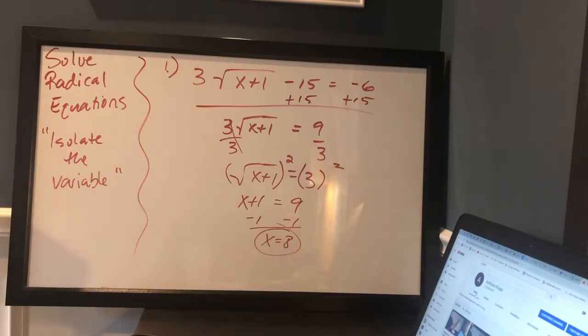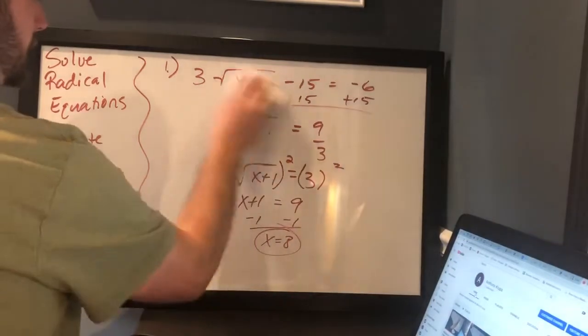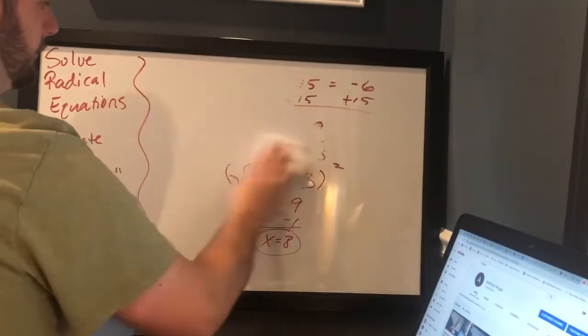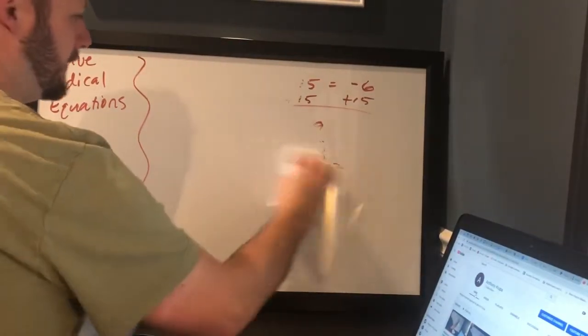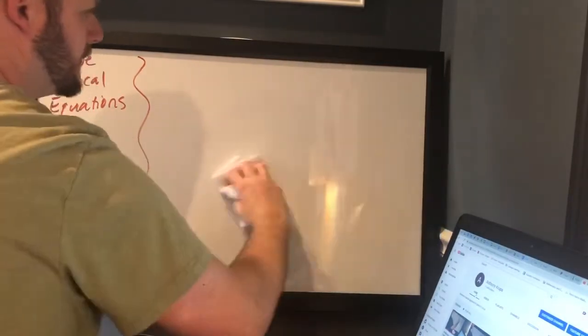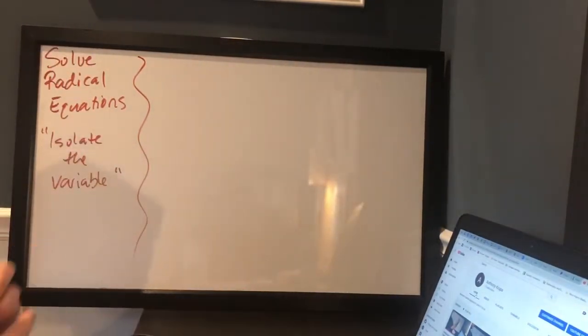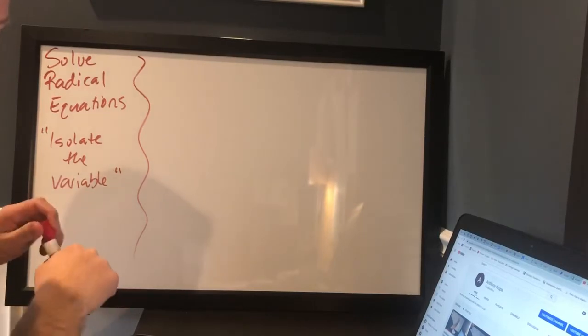I'm going to go through a couple more examples. Like I said, these are going to be the notes for Thursday and Friday. Thursday is when you have a radical on one side, and Friday is when there are radicals on both sides. So the steps don't change. Just follow the process, all right?